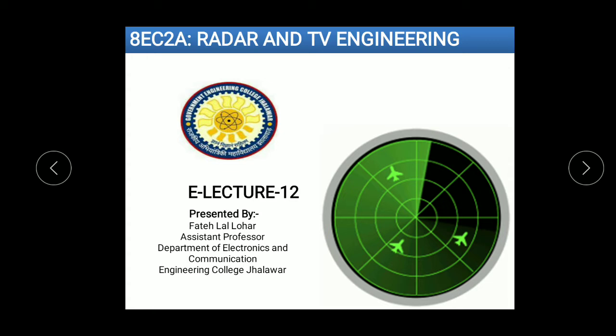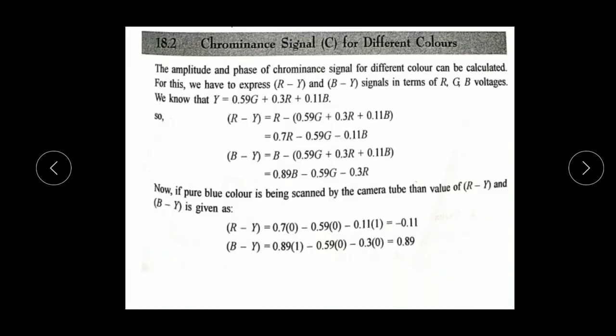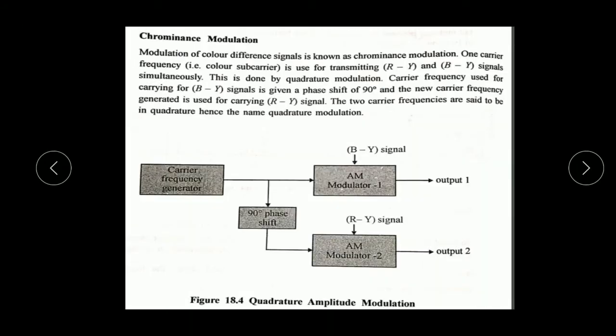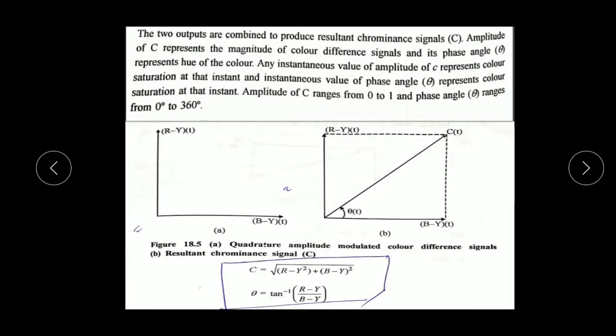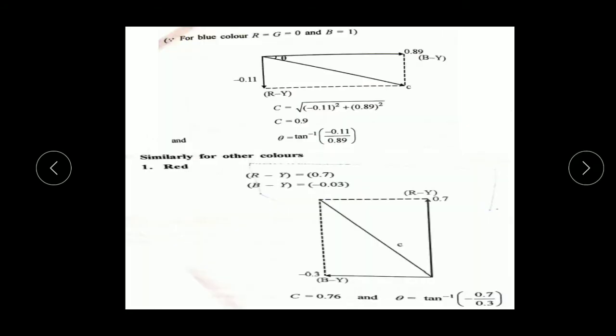In last lectures, we have discussed the color scheme of TV signals. We have discussed chrominance modulation, the generation of the B-Y signal and R-Y signal along with the luminance signal Y. And second, we have discussed the generation of the different colors from the chrominance signal C.